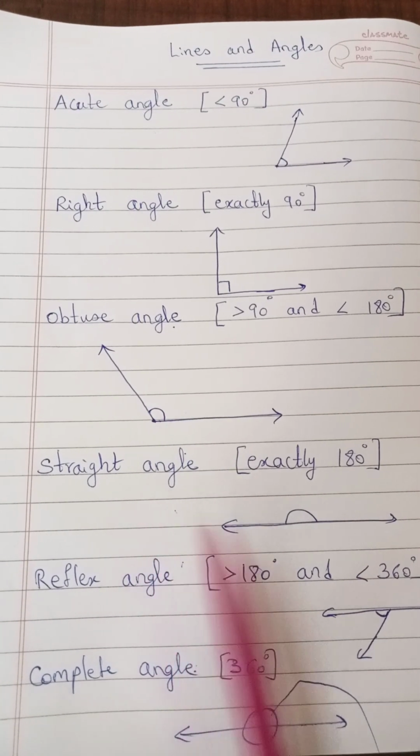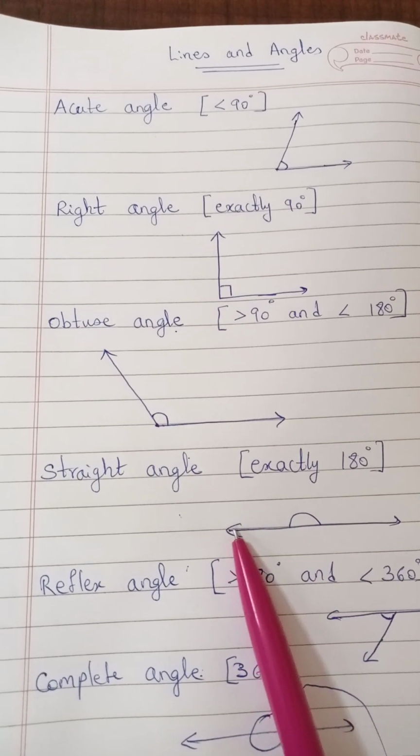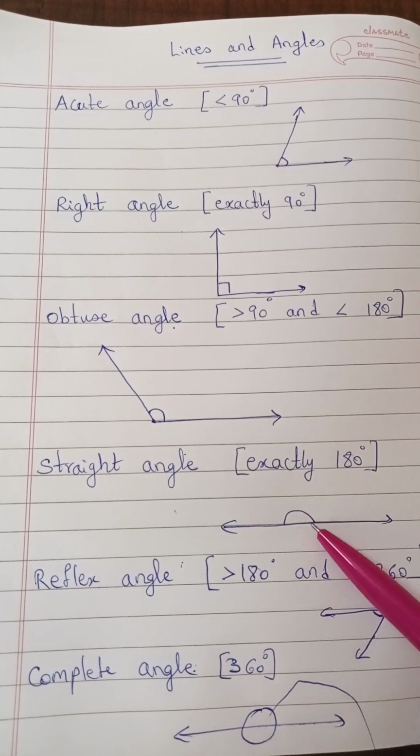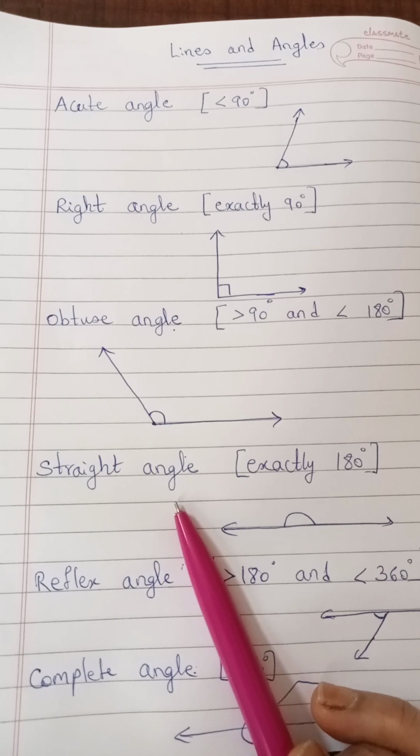What are straight angles? Straight angle measures always 180 degrees. So it is a straight line and this measurement is 180 degrees. So this type of angles are called straight angles.